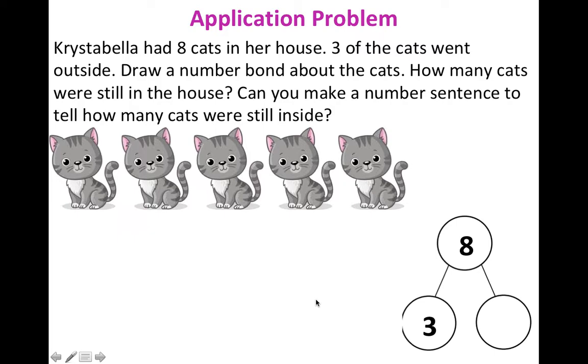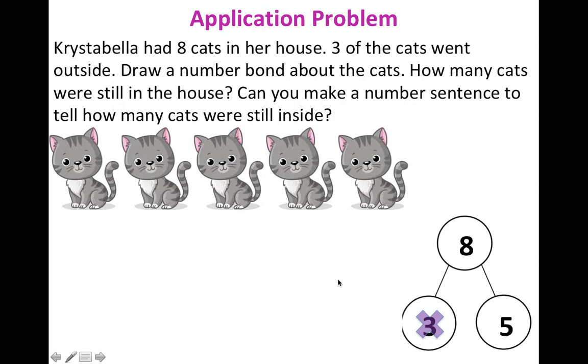So in number bond, when we talk about taking 3 away, we just put an X mark on the top to show that 3 of them went outside. So which means I have only 5 left. That has to be my other part, because 3 and 5 makes 8. And since we started off with 8 and we took 3 away, that leaves us with 5.